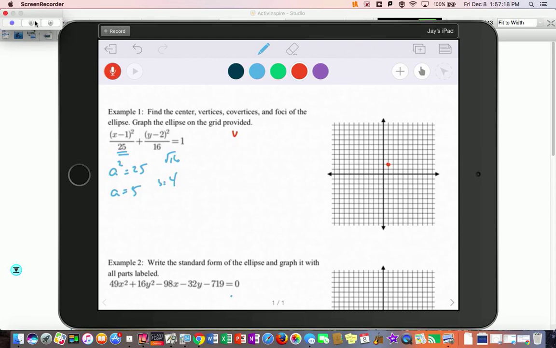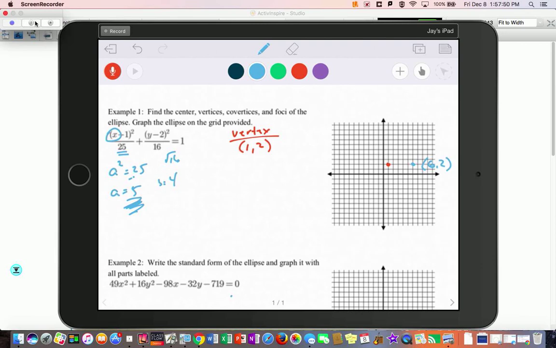So I'm just going to label things over here so we can see them. If you can write small enough to put it over there, do so. So my center is at 1, 2. Now, the x has the 5 under it when I took the square root. So I'm going to go to the right 5. 1, 2, 3, 4, 5. And that would be adding 5 to the x value. So that will be 6, 2.